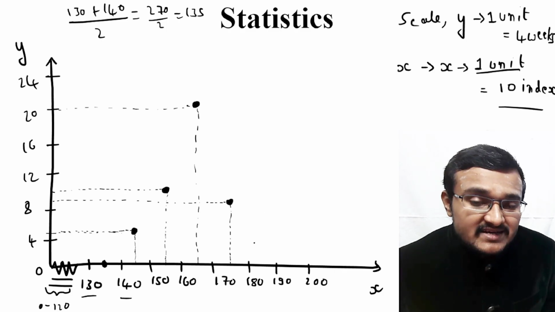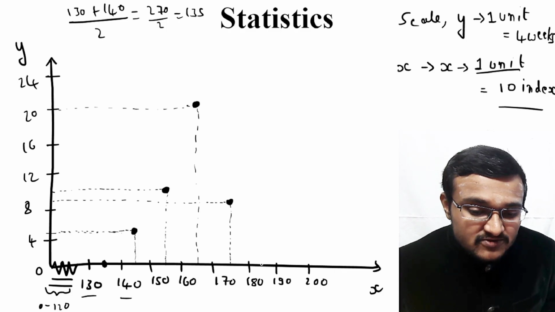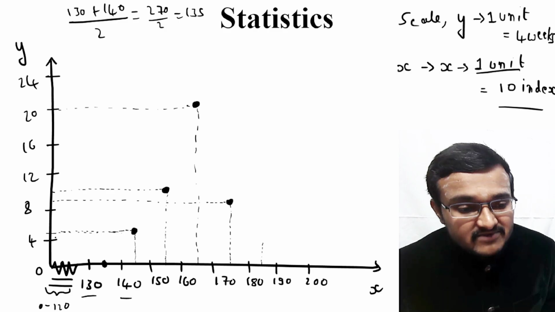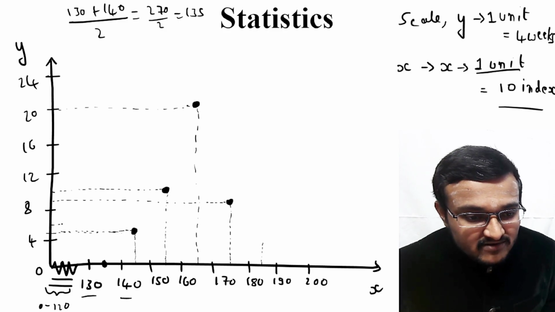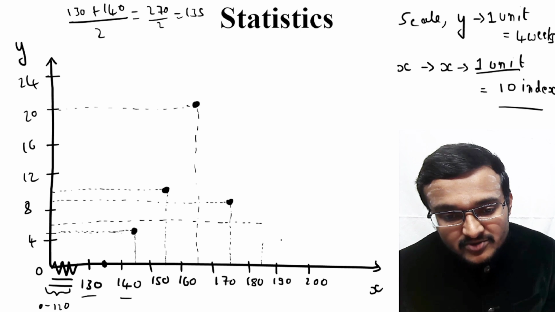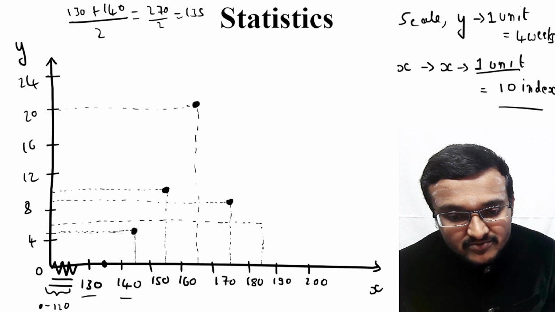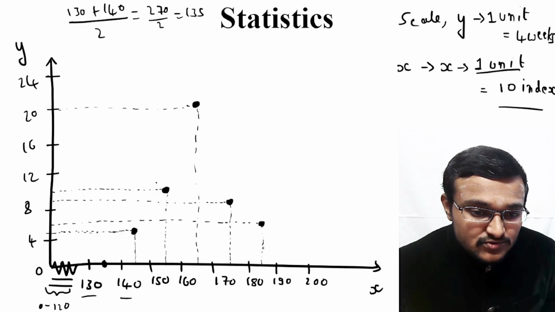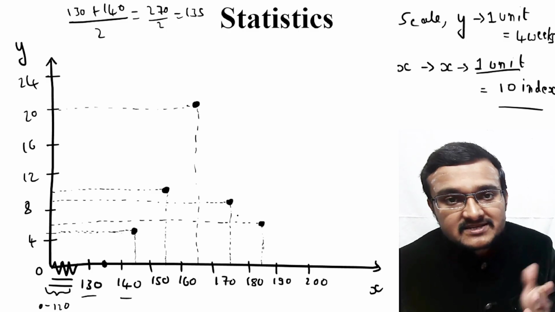And 180 to 190 midpoint will be 185. So from 185 you can start a perpendicular line, and in 180 to 190, 6 is the frequency. So 6 means it will be in between 4 and 8. So it will be somewhere over here. From here you can draw a perpendicular line. From 185 you can draw a perpendicular line. So this meeting point will be your sixth point.